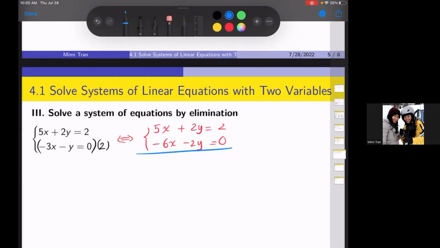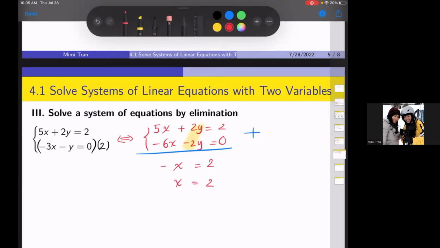And now, because I need to eliminate y, I'm going to add the two equations together. That cancels. Now we only have one variable, right? 5x minus 6x. Oh, by the way, you always add, okay? Always add. So -x equals 2 plus 0, which is 2. So x equals 2.